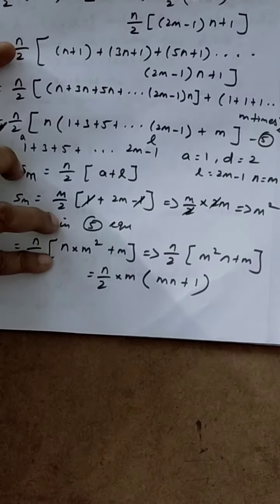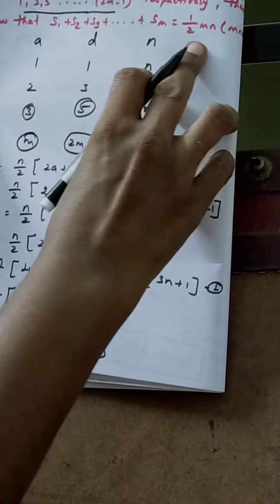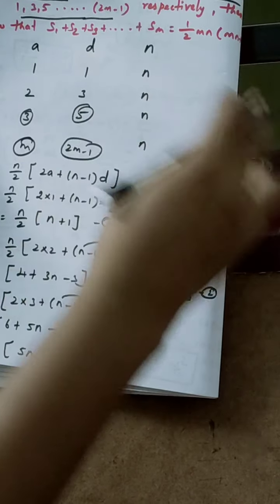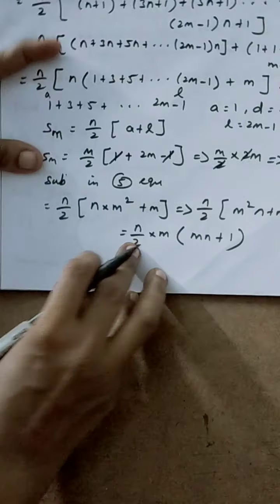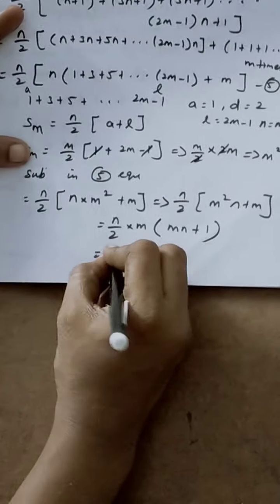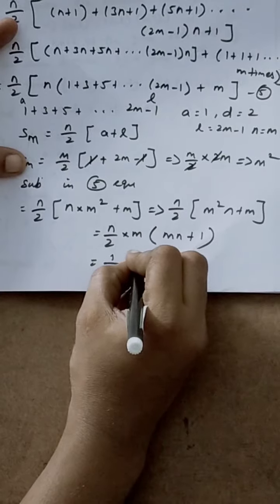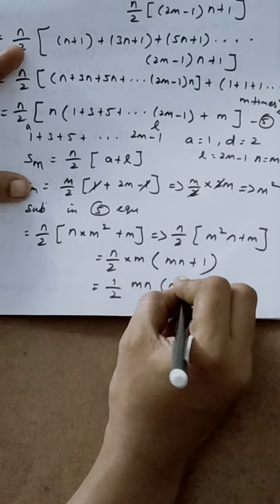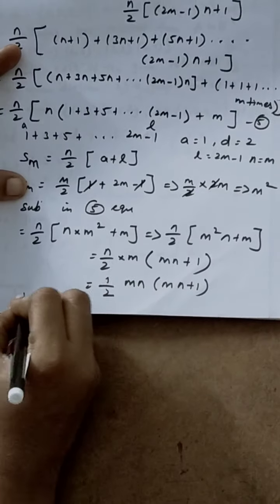So rearrange the terms. What is the question given? 1 by 2 into m, 1 only mentioned. So write the coefficient values separately. The numerator is 1 only. So 1 by 2 into m within bracket (mn plus 1). Hence proved.